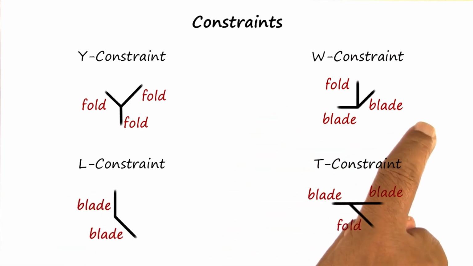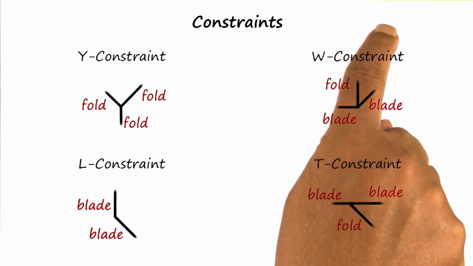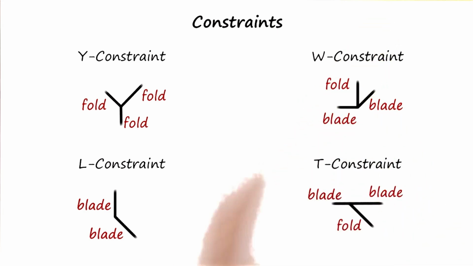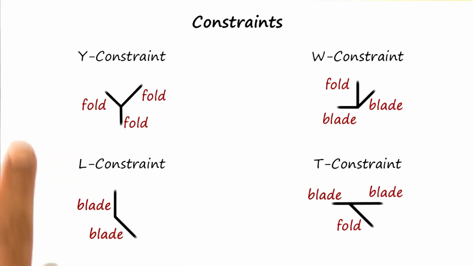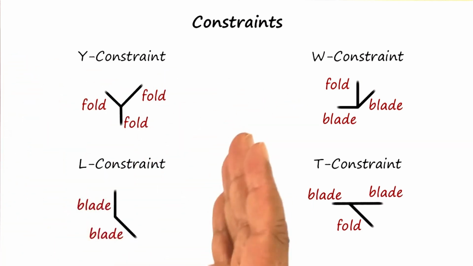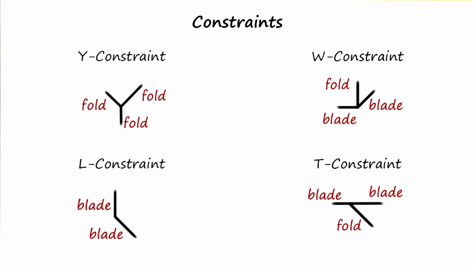Similarly, in the world of trihedral objects, one of the ways in which the W junction gets characterized is through a blade, fold, blade. In effect, we are defining a spatial grammar here for the world of trihedral objects. The equivalent of this in case of grammar of natural language sentences might be that a sentence can have a noun phrase followed by the verb phrase followed by a prepositional phrase and so on.